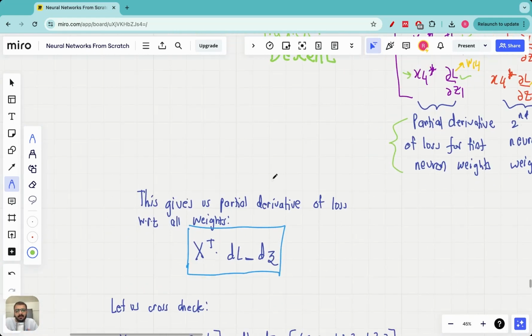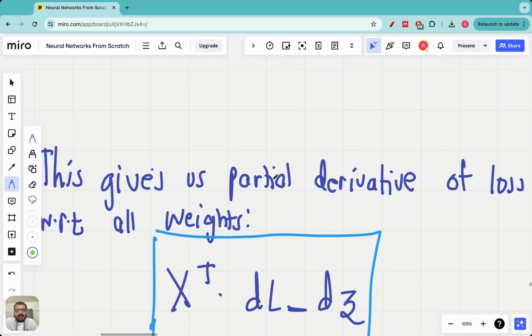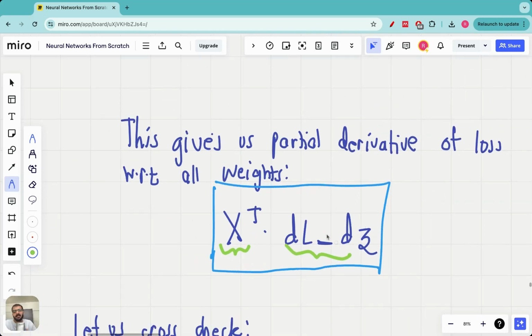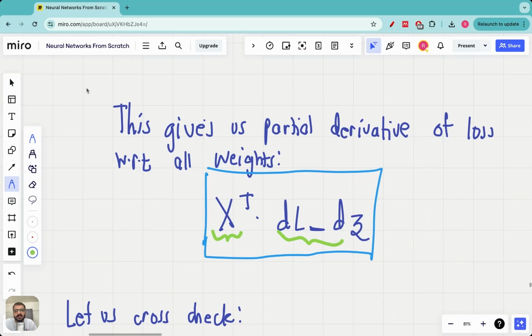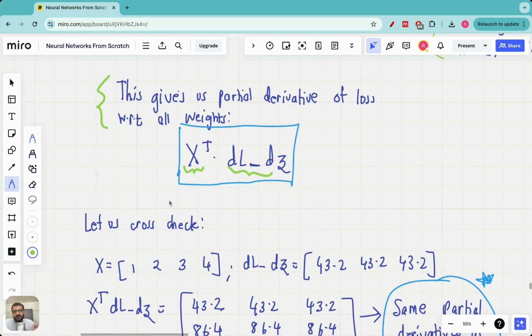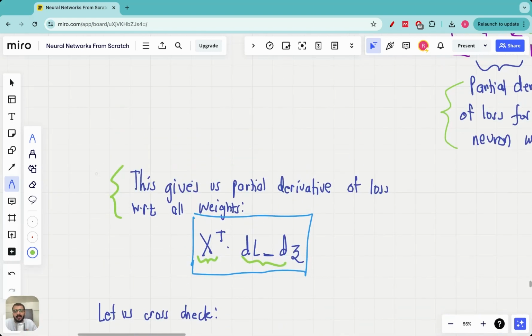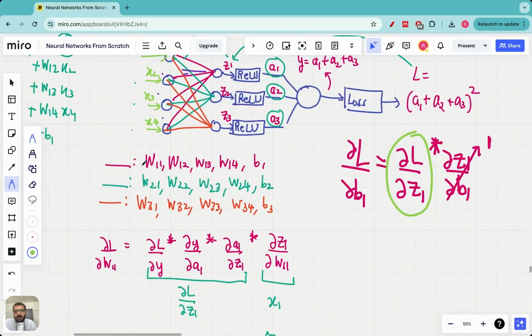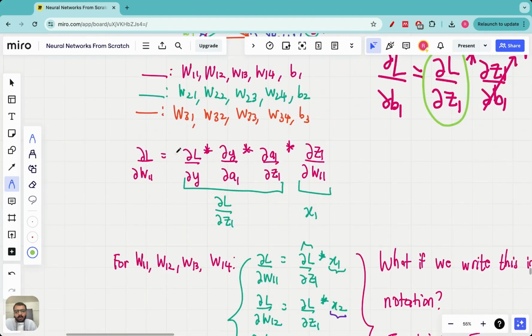So as a summary, what we have learned up till now is that this formula, X transpose multiplied by this DLDZ matrix, gives us the partial derivative of loss with respect to all the weights. Let us actually cross check this with the previous example. So in the previous lesson, we took X, which is the input values, to be 1, 2, 3, and 4.